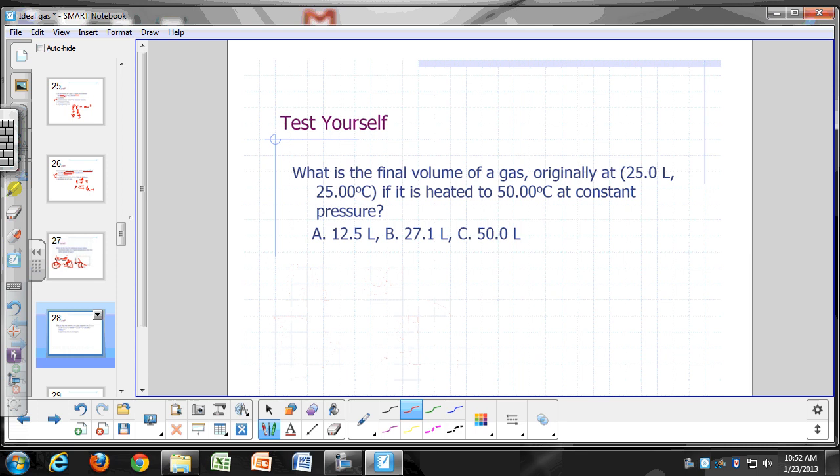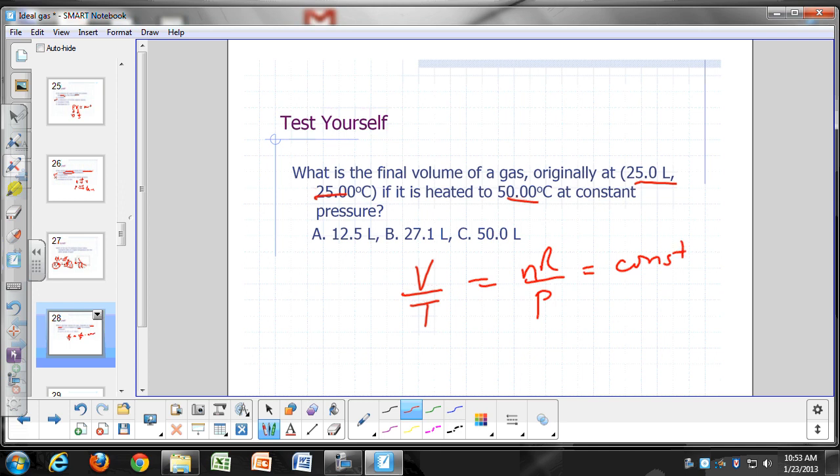How about this one? Final volume of a gas, initially at 25 liters, 25 degrees Celsius, heated to 50 degrees. So temperature went from 25 to 50, constant pressure. So which law is applicable here? Charles's law. Volume and temperature are directly proportional. It's equal to nR over P, which is a constant. So what do you think is going to happen to the volume? From 25 liters, it's going to shrink or increase? You raise the temperature, so it's not going to shrink. It's going to expand, so it can't be 12.5.